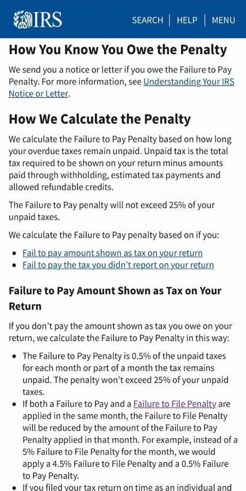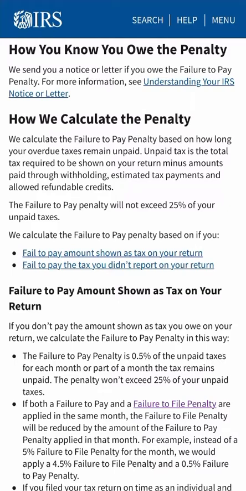With that, they calculate the penalty based on how long your overdue taxes have remained unpaid. Unpaid taxes is the total tax that's required and shown on your tax return, minus any amounts that were paid through withholding, through estimated tax payments, or through allowable refundable credits. The failure to pay penalty does not exceed 25% of your total unpaid tax.